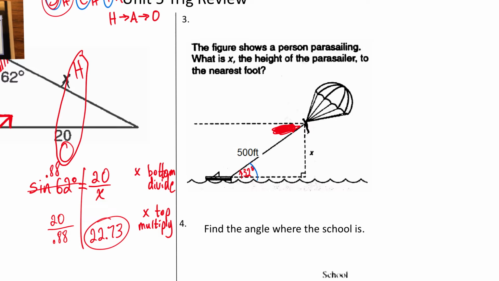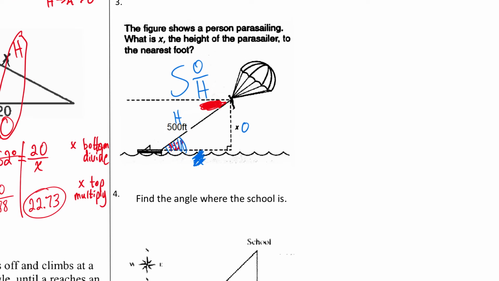Okay, so from this angle right here, we have hypotenuse here, adjacent here, and opposite here. So of H, A, and O, the A is the one I do not care about. So on this one we have O and H. That tells me to use the sine function. So we have sine of 32 degrees equals the opposite x over the hypotenuse 500.